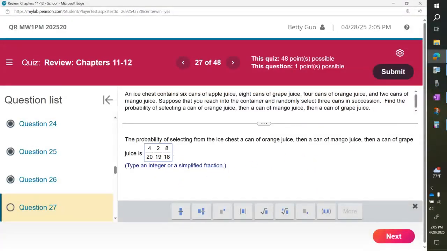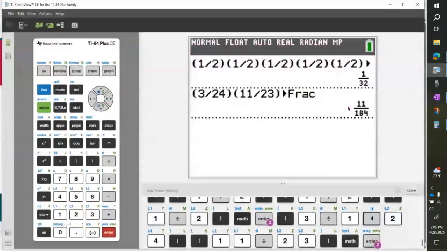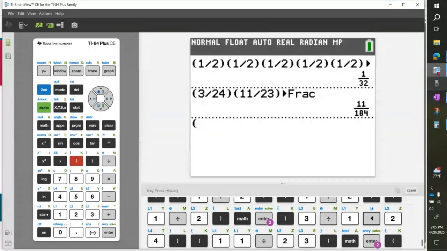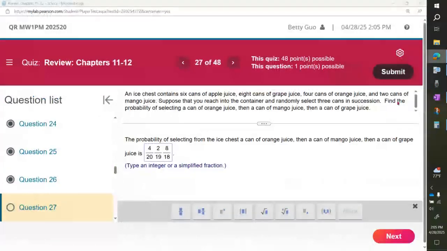We need to enter a simplified fraction. You do the calculation, use the calculator. I need to remember the numbers.